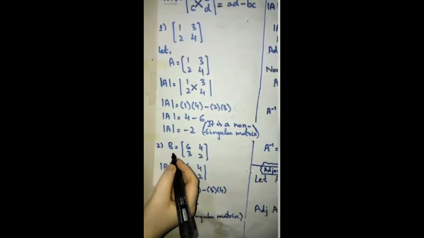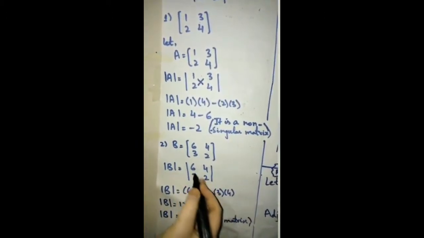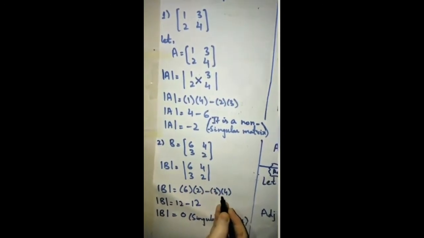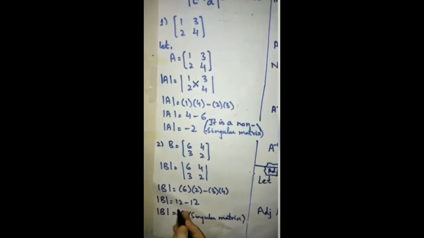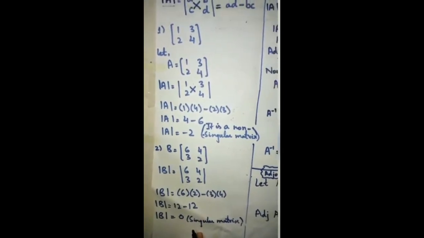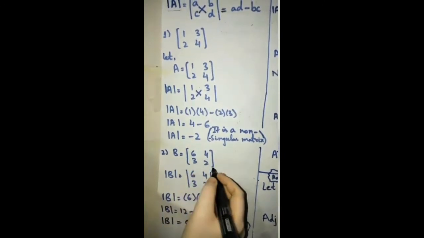Question number 2. B equals [6, 4; 3, 2]. Determinant of B equals 6 multiplied by 2 minus 3 multiplied by 4. 6 multiplied by 2 equals 12. 3 multiplied by 4 equals 12. 12 minus 12 equals 0. Determinant of B equals 0, which means it is a singular matrix.